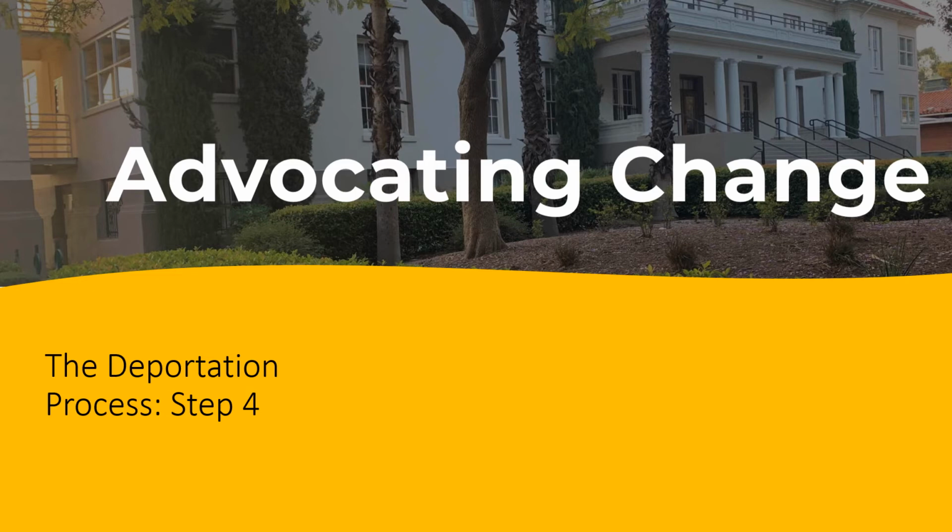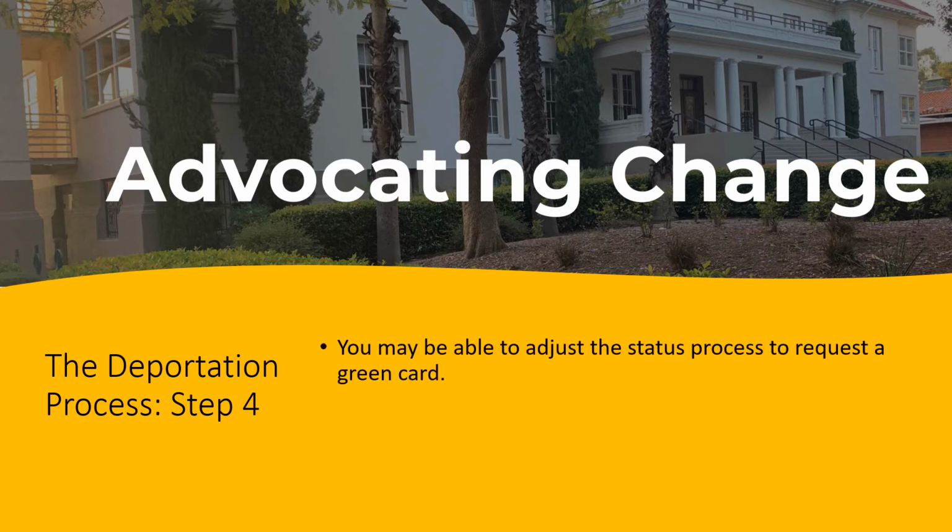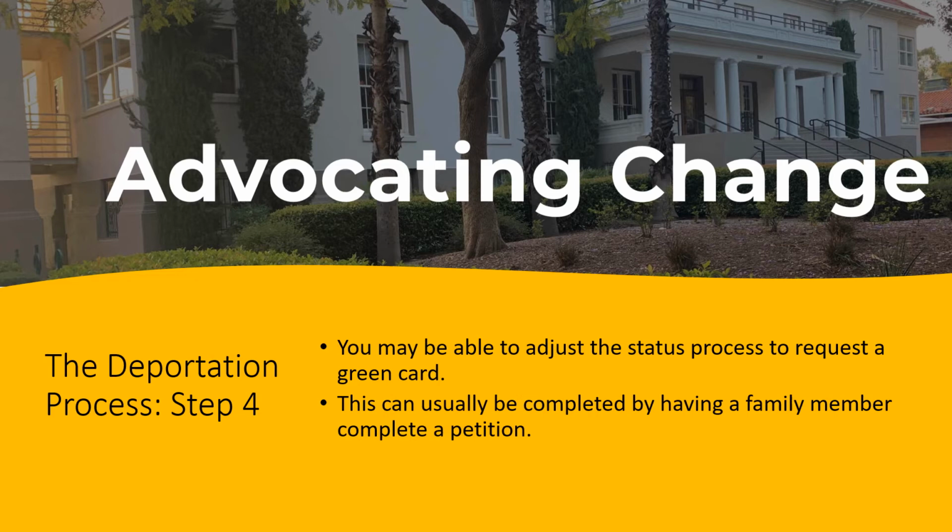The deportation process. Step 4. If you are undocumented and facing removal, you may be eligible to adjust status to request a green card and become a lawful permanent resident. This can usually be completed by having a family member complete a petition or by requesting asylum if you fear danger or persecution in your home country.